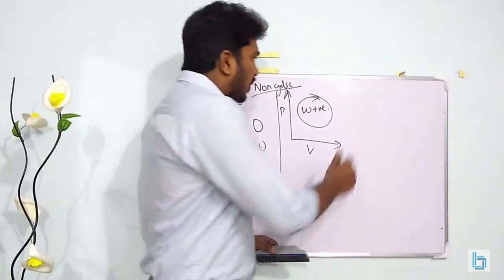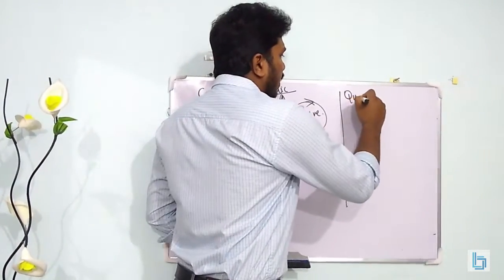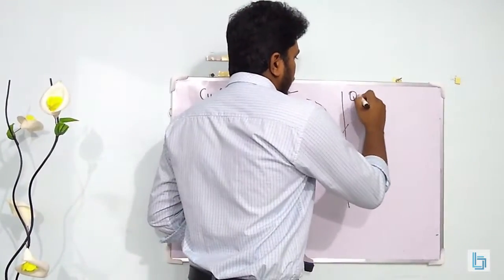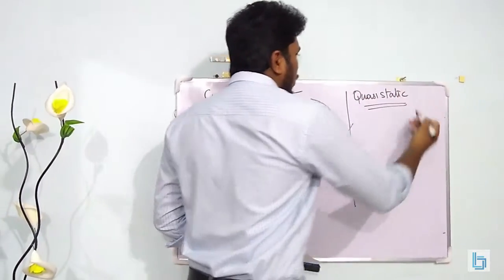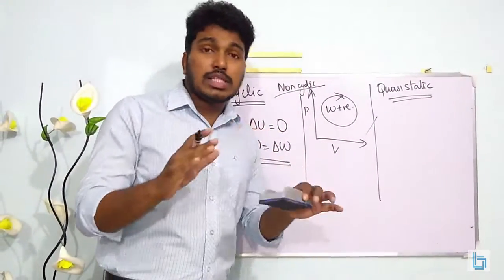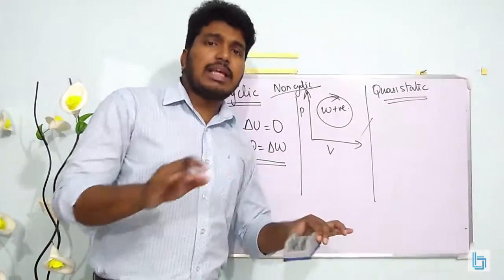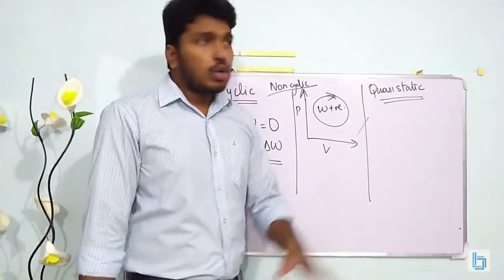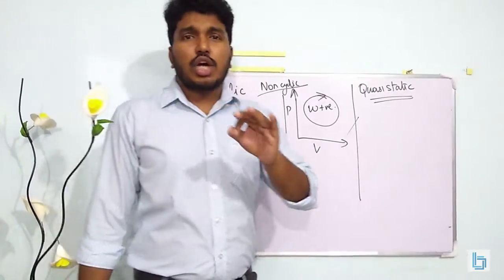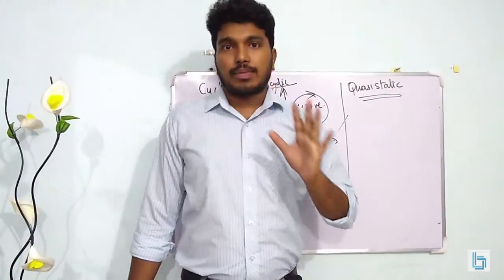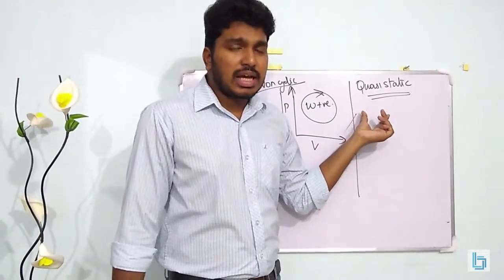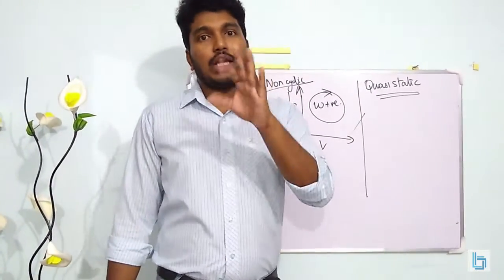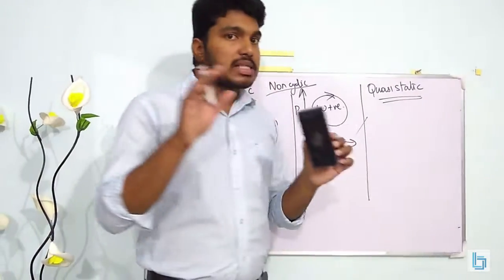Now another term you have to learn here is something known as a quasi-static process. What is it? A quasi-static process is a process which takes place extremely slowly, such that each and every single state during the process will be in a state of thermodynamic equilibrium. I repeat, it is a very slow process such that at each and every single state it will be in thermodynamic equilibrium. So that is a quasi-static process.